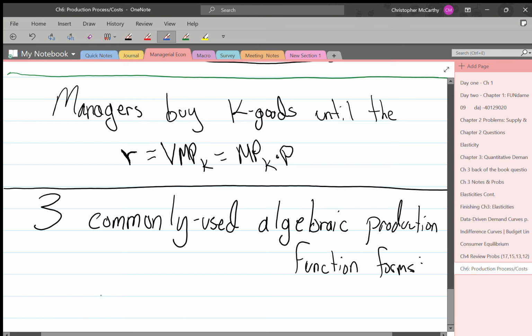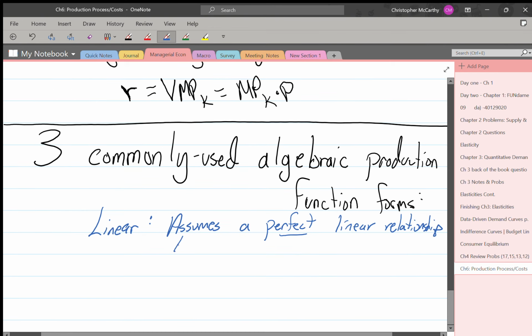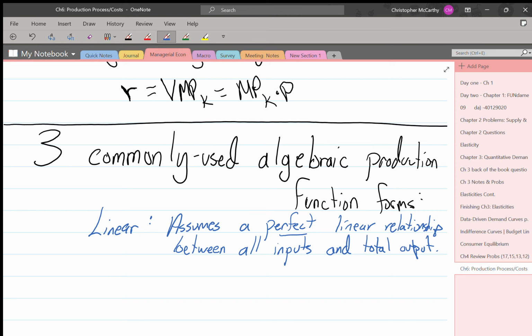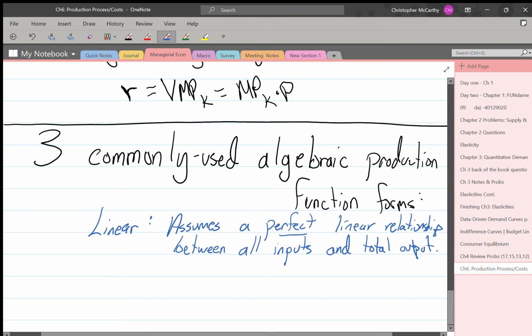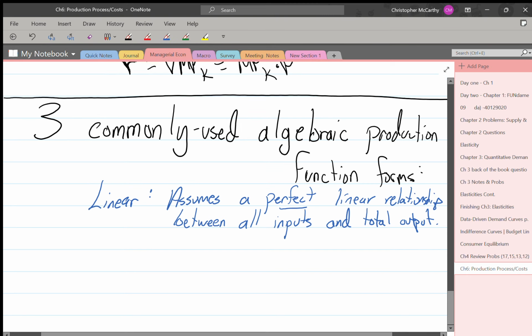It's called the linear one. This is assuming a perfect linear relationship between all inputs and total output. We know this is not the case in the real world, but like so many things in economics, all models are toy models. We have to make some limiting assumptions. So really this is just a baseline for us. This is an extreme, and it's our simplest extreme.